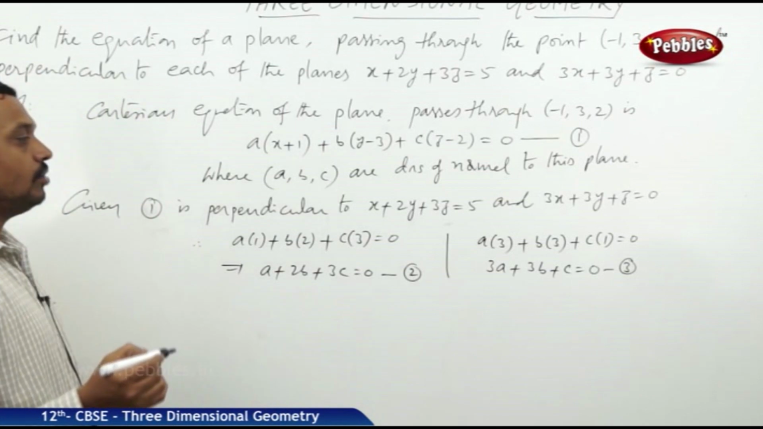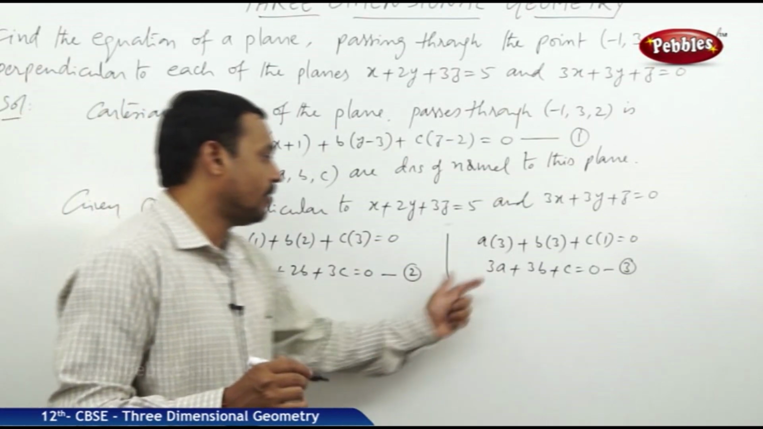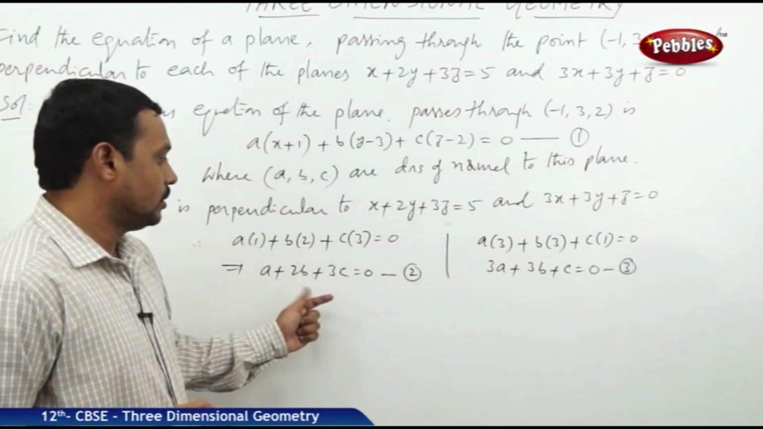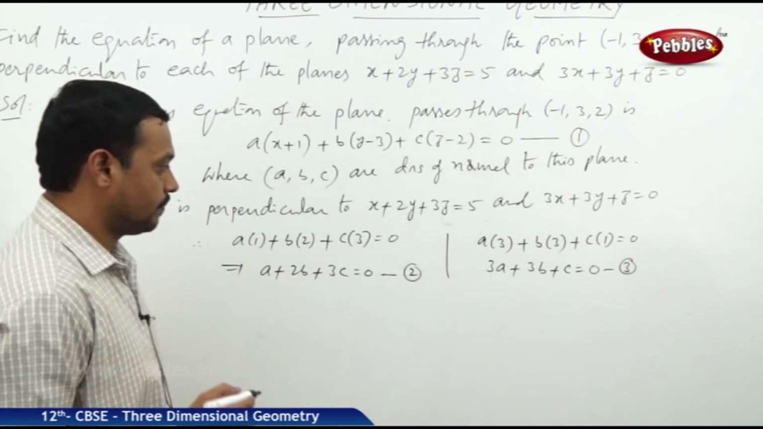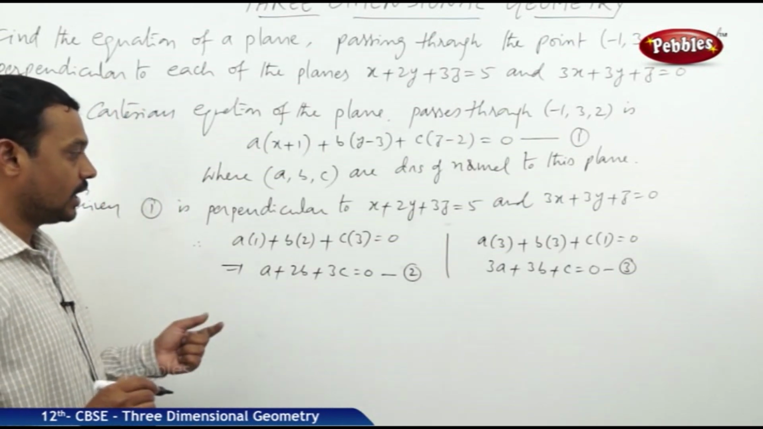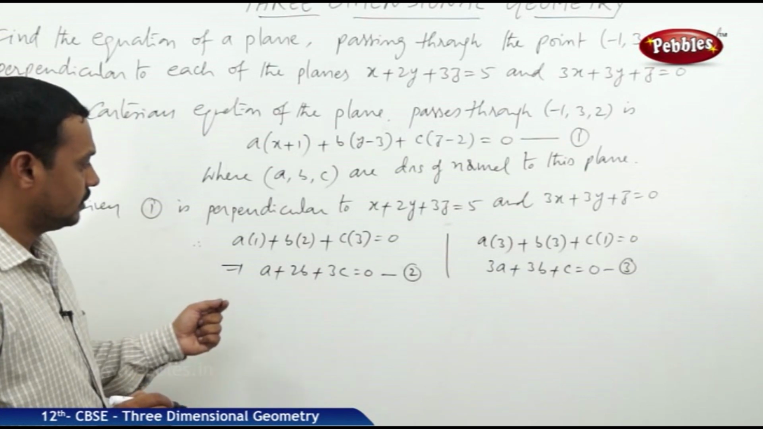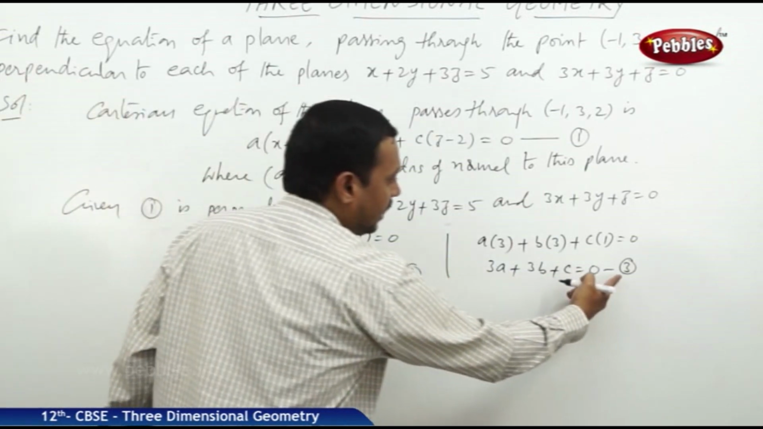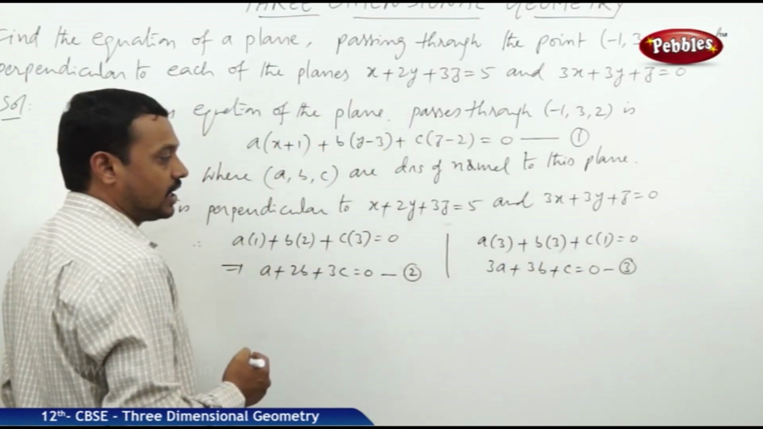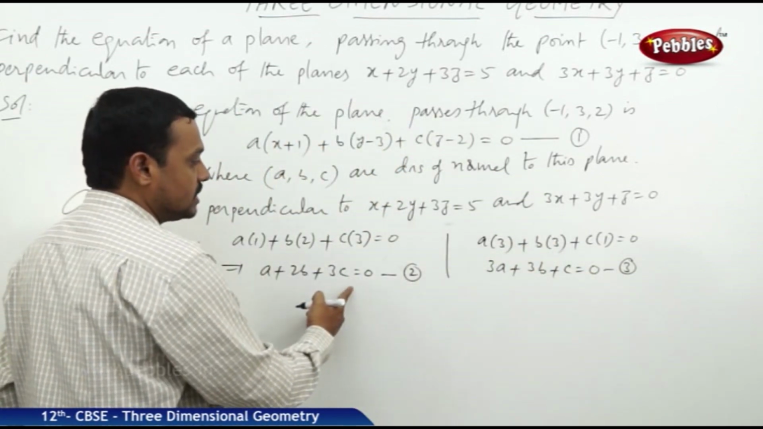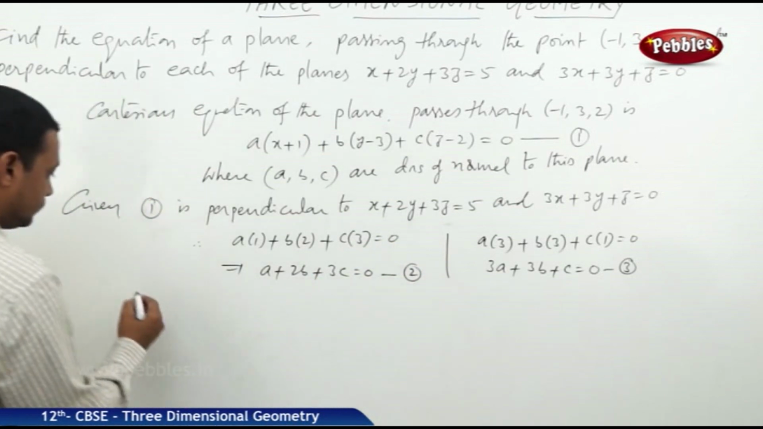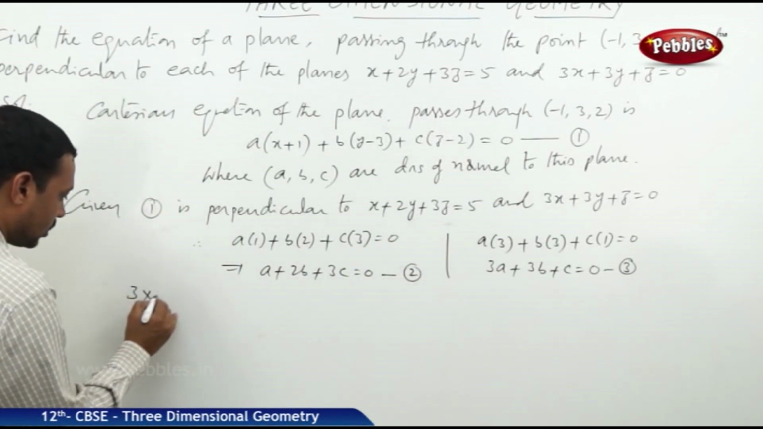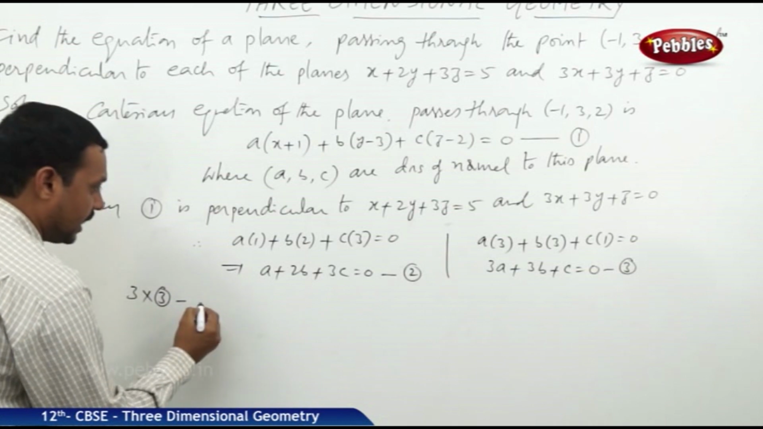Now solve and eliminate the unknown values a, b, c. But here we can easily eliminate c. Multiply the third equation with 3 and later subtract the second equation from it. So multiplying the third equation with 3 and subtracting the second one.